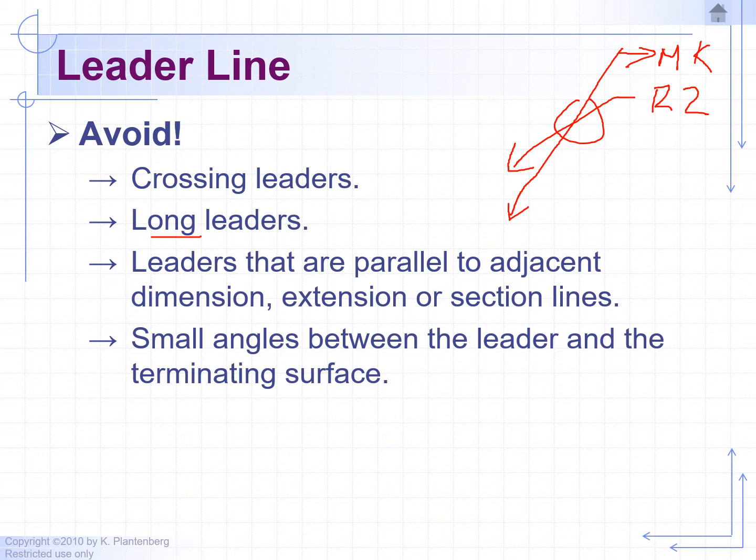Avoid using long leaders. One thing you don't want is to have a leader going all the way across to point to something on the right hand side, for example. It's easier if you just come in from the right side and point with a short leader. But there are examples where you do have to use a long leader, when the right hand side of a drawing is taken up by other leaders or dimensions, and you are forced to use a long leader. But try and avoid using long leaders.